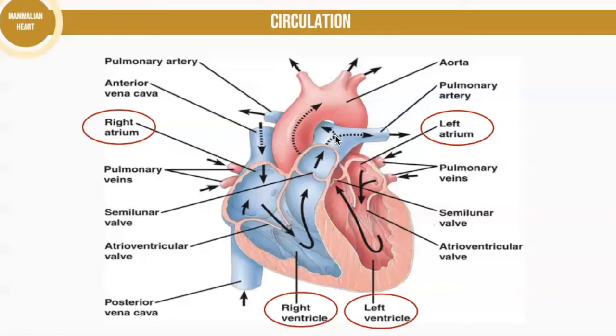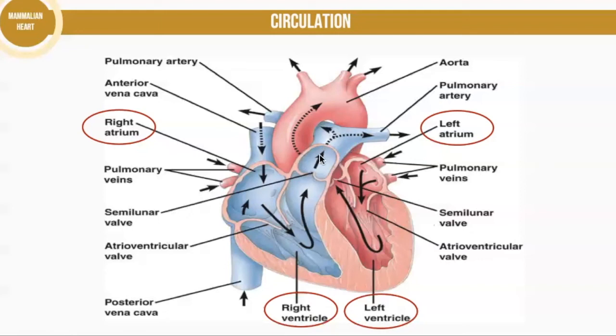So arteries will carry blood away from the heart. The deoxygenated blood here will be carried to the lungs via the pulmonary artery. This is the gateway to the pulmonary circuit. Again, you have a valve that will prevent the backflow of blood, and that valve is a semilunar valve. Particularly, this is the pulmonary semilunar valve.